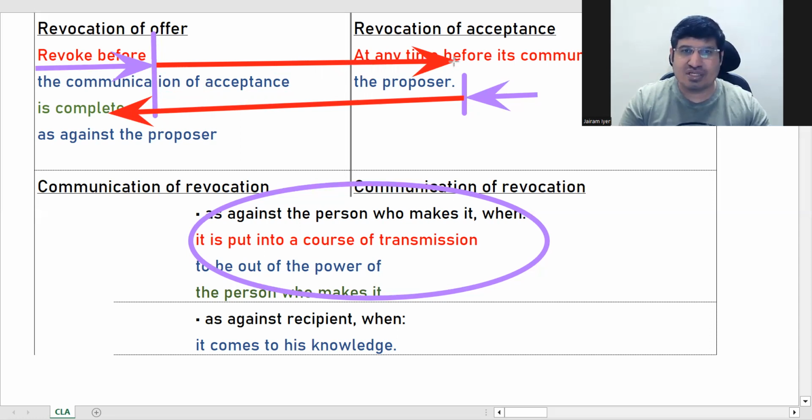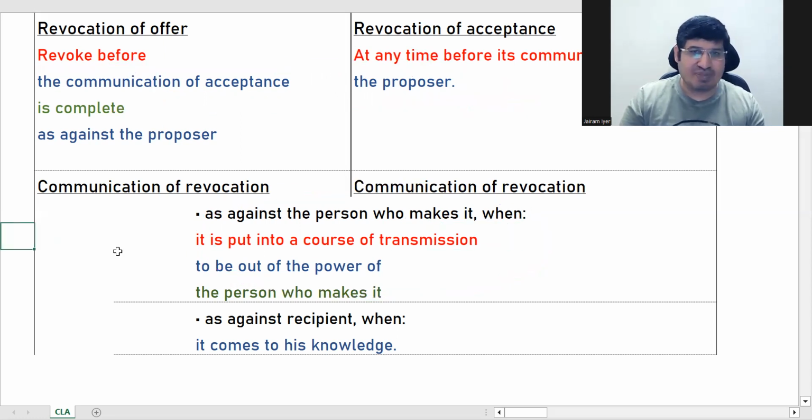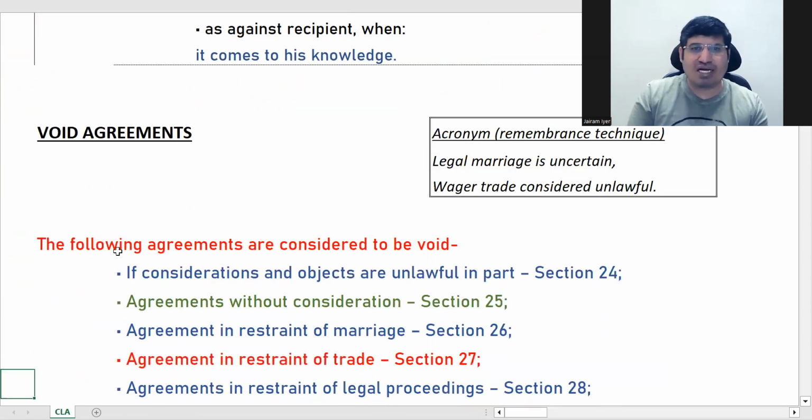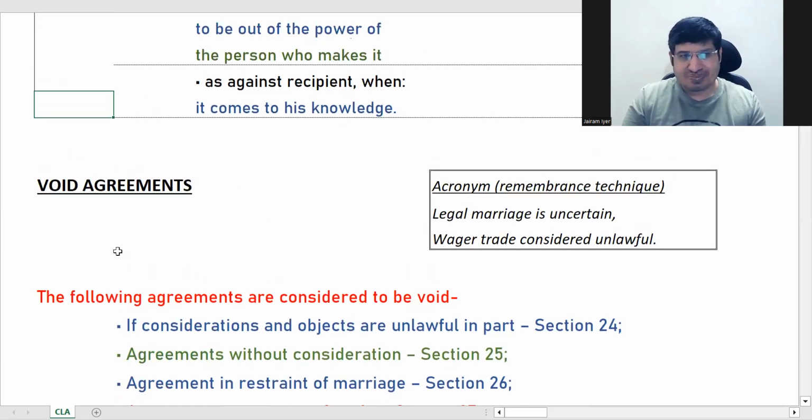So this is the explanation of these three main aspects, okay. जैसे मैंने बोला, it is quite confusing for many people. Now let's go ahead. Next point is void agreements, okay. So void agreements, okay. Here there is an acronym, I'll tell you this later.